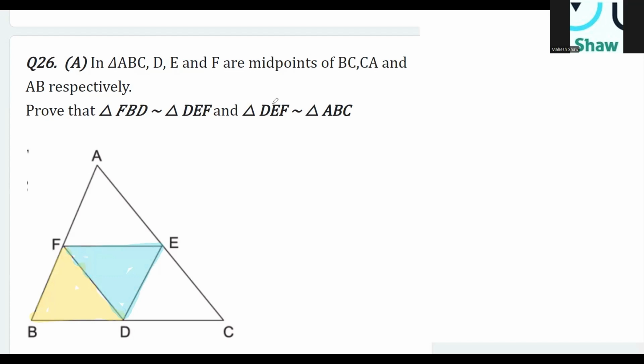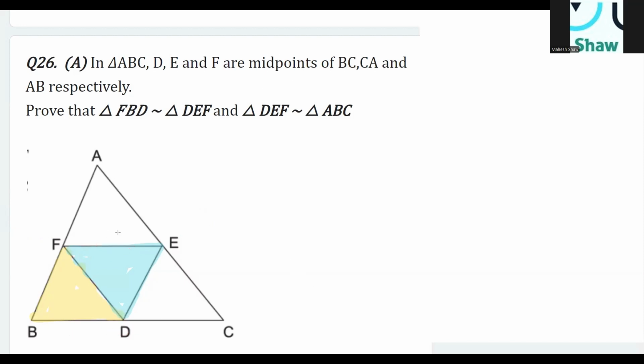So we are going to prove these two triangles similar. For proving this, I'm going to apply the midpoint theorem, which you have studied in class 9th. What we know is that the line joining the midpoint of two sides is parallel to the third side. That means the line joining E, the midpoint of AC, and F, the midpoint of AB, should be parallel to BD.